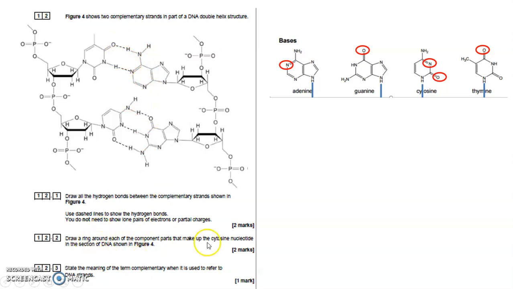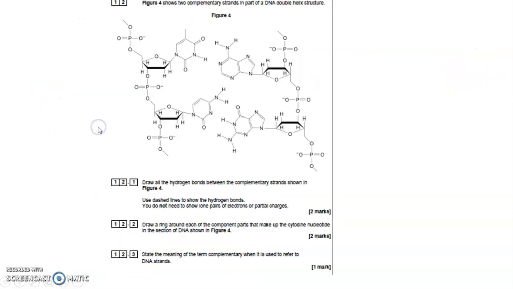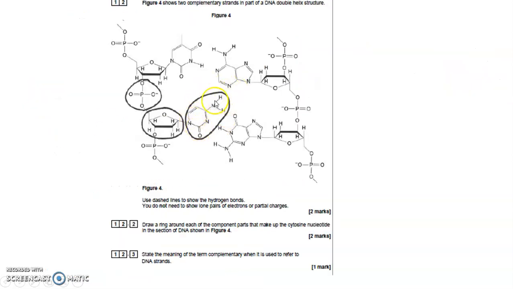Draw a ring round each of the component parts that make up the cytosine nucleotide. Well, we decided that this one was cytosine. Let's just check again. Cytosine with an NH bonding to the 2-deoxyribose, and then double bond O, N, NH2, double bond O, N, NH2. Yes, this one's cytosine. So parts of a nucleotide are the base itself, the 2-deoxyribose, and the phosphate. So the base, the 2-deoxyribose, and the phosphate make up a nucleotide, a section of the DNA strand.